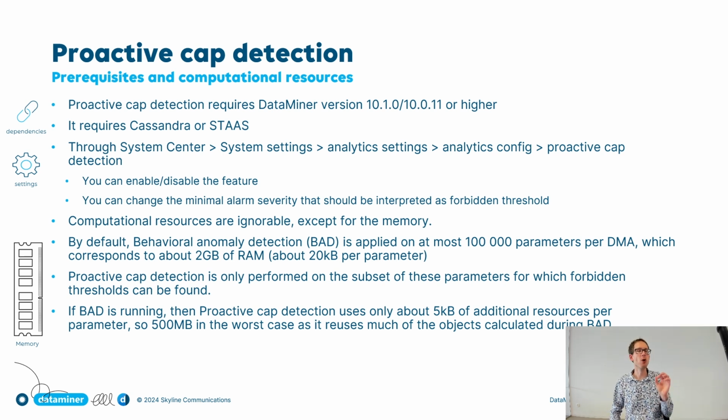And this is really the worst case scenario. In reality, I think it should only use 100 megabyte at the most. That's in real life, because proactive cap detection automatically ignores any parameters that do not have ranges in the connector or that do not have alarm thresholds specified. Okay, so in a nutshell, proactive cap detection doesn't use a lot of computational resources. It does use a lot of computational resources if you switch off behavioral anomaly detection.